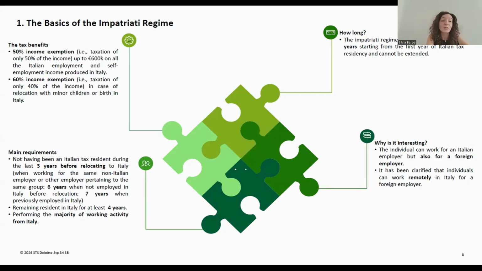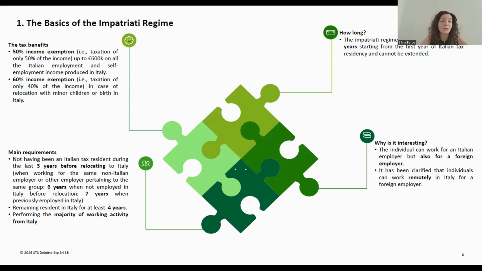If, for example, you move to Italy with minor children, or if you have a child while residing in Italy, the benefits are increased because the exemption rises up to 60%. So you're paying taxes only on 40% of your employment or self-employment income. The regime lasts for a maximum of 5 years. It's non-renewable. And basically, it provides for benefits for the workers.